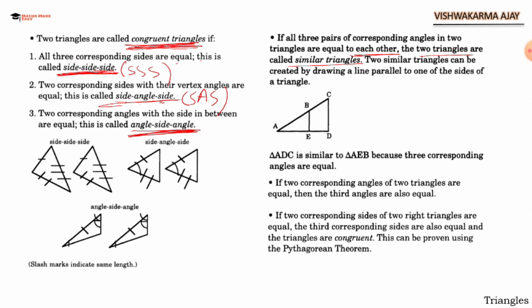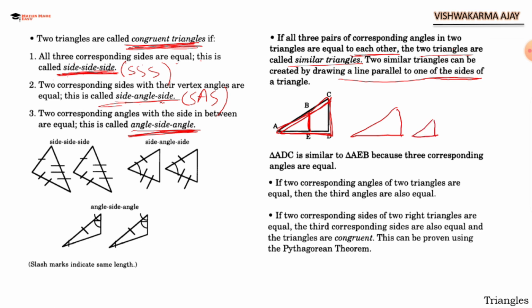Two similar triangles can be created by drawing a parallel line to one of the sides of a triangle. Like this one, ACD is a triangle. In case I am drawing a line, this triangle is similar to triangle ACD, and the smaller triangle that you see is similar.